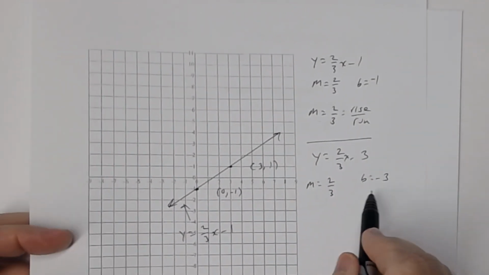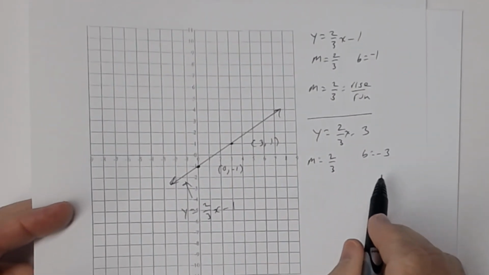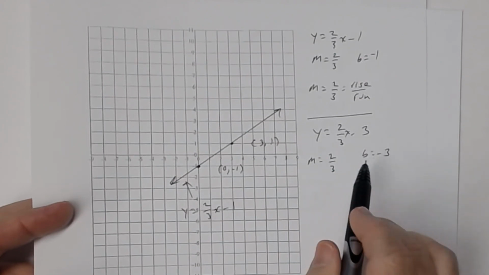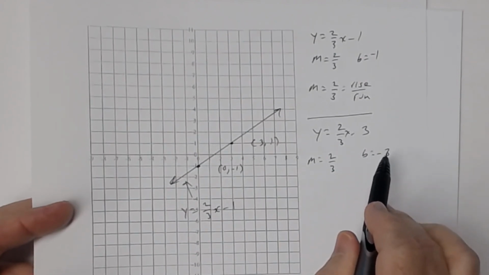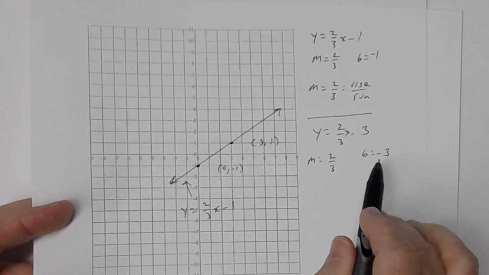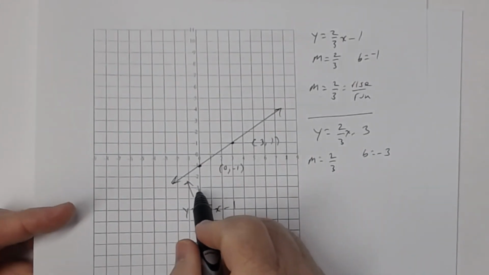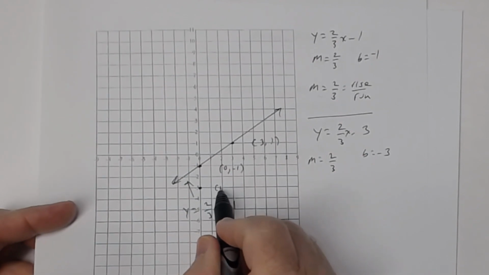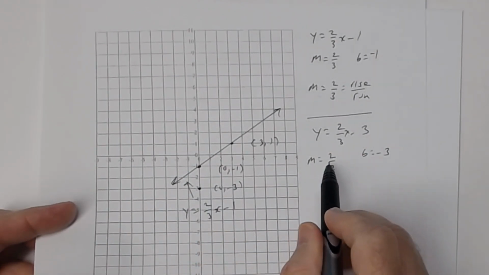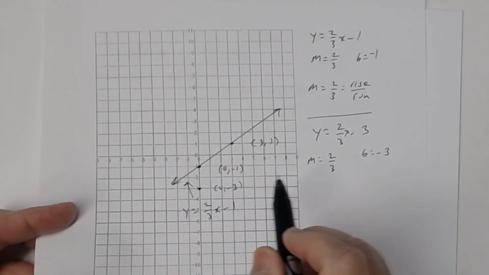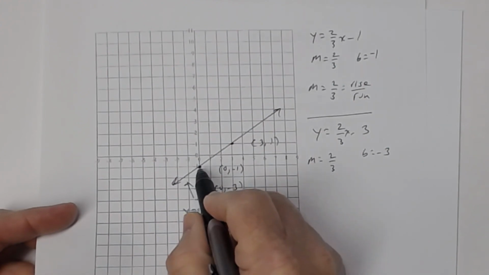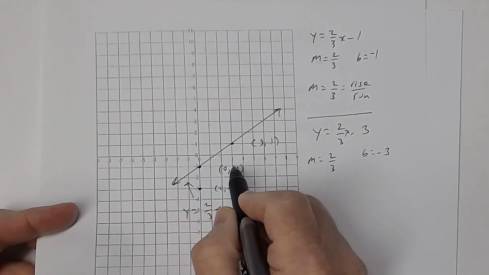So here I'm going to plot the point, the y. Well, remember, the y-intercept -3 means that's where the graph crosses the y-axis. So that's going to be right here. So that's the point 0, -3. And then we're going to go up 2, to the right 3. So up 2, 1, 2, and then to the right 3, 1, 2, 3.